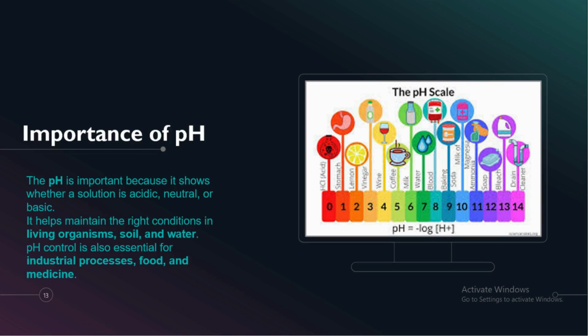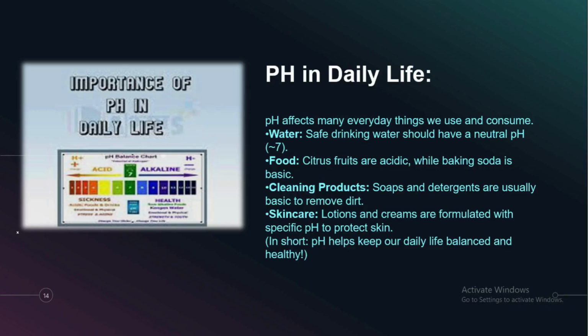Now the importance of pH. pH is important because it shows whether a solution is acidic, neutral, or basic. It helps to maintain the right conditions in living organisms, soil, and water. pH is also essential for industrial processes, food, and medicines. So pH plays an important role in daily life. For example, pH affects many everyday things we use and consume.